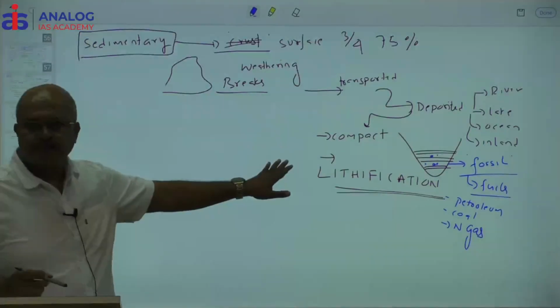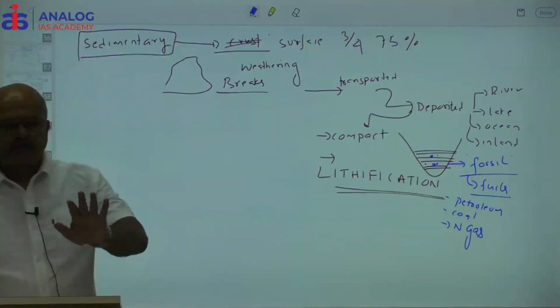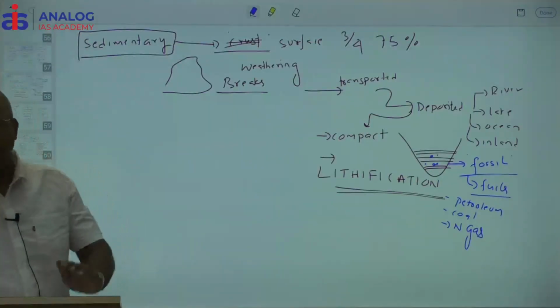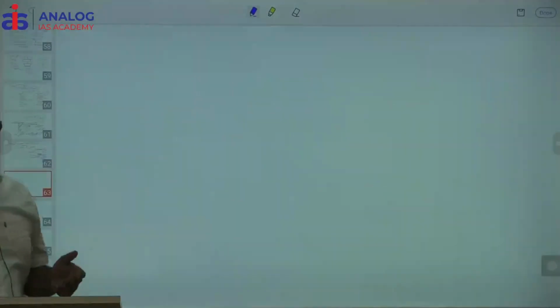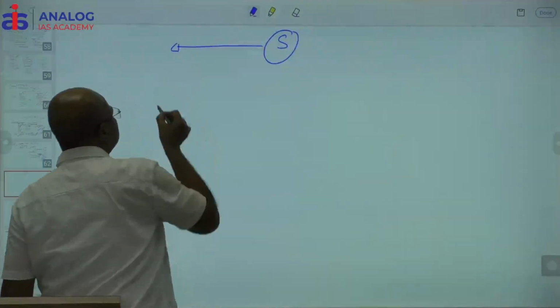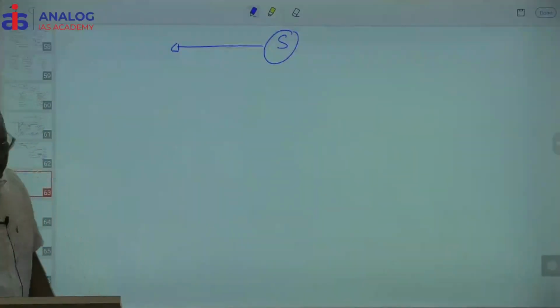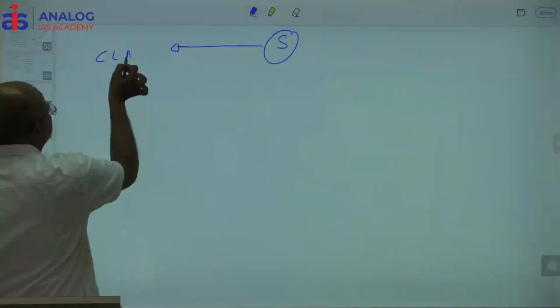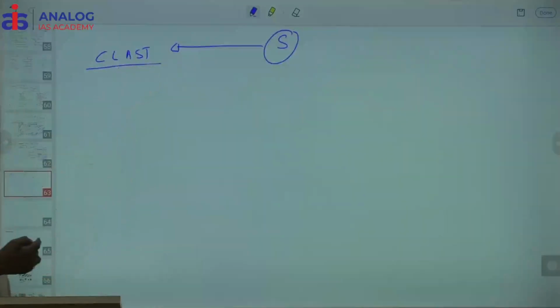Is it clear now? Sedimentary rocks can be classified into 3 major categories according to your NCERT books. If it is your optional, then you have to dig more, or else NCERT books are sufficient. So sedimentary rocks, we can classify into 3 major categories. The first category, we refer to as clastic sedimentary rocks, clasts. So what are clastic rocks?